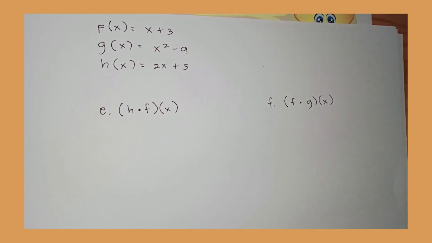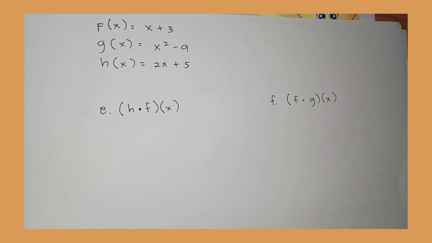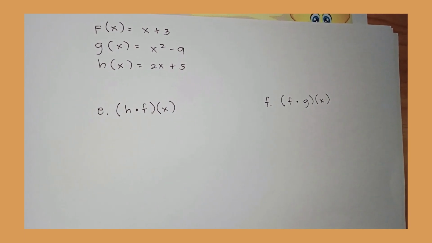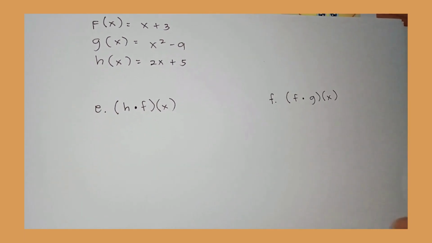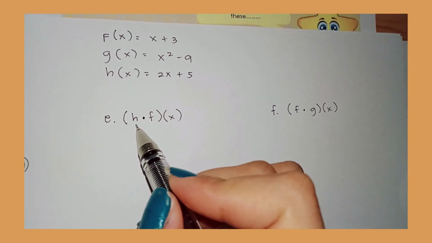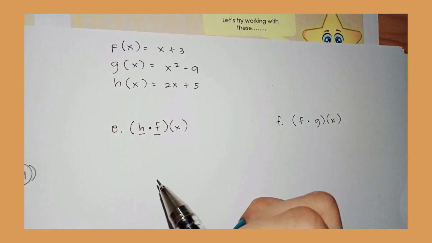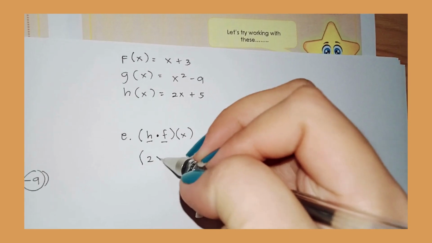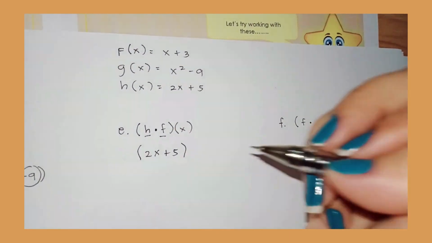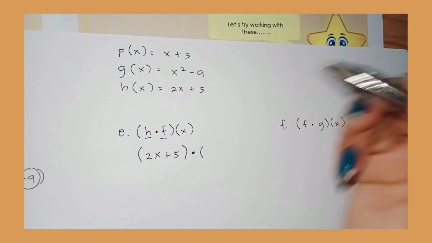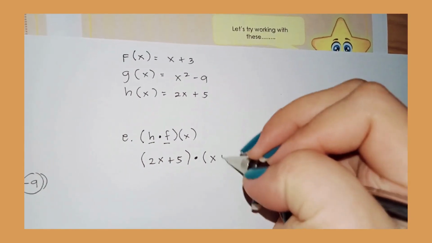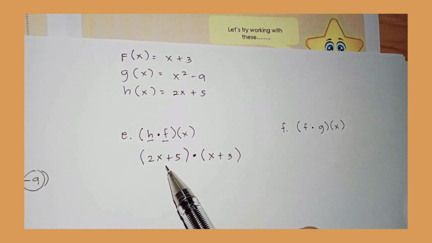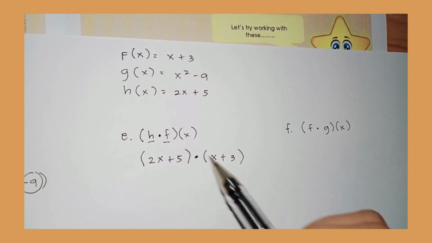Let's now proceed with example E and F, which are all about the multiplication of functions. So, paano naman natin i-multiply yung mga functions natin? Letter E, or example E, we have function h multiplied to f of x. So, yung h natin is 2x plus 5. Copy the operation multiplication. F natin is x plus 3. H, pinalitan ko lang ng 2x plus 5. The operation, F, pinalitan ko ng x plus 3.